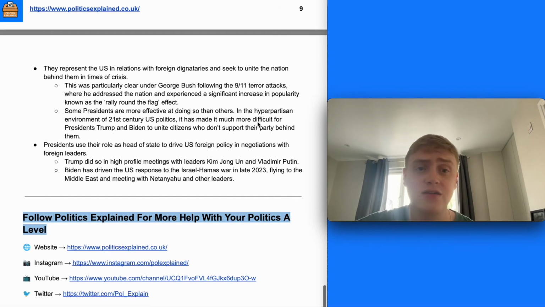Some presidents are more effective at doing so than others, and it's a bit more difficult in the hyper-partisan environment of 21st century US politics, as it's very difficult for Trump to unite Democrat voters behind him, or Biden to unite any Republican voters behind him. Presidents use their role of head of state to drive US foreign policy and negotiations with foreign leaders. Trump did so with high-profile meetings with Kim Jong-un and Vladimir Putin, and Biden has driven the US response to the Israel-Hamas war in late 2023, flying to the Middle East and meeting with Netanyahu and other leaders.